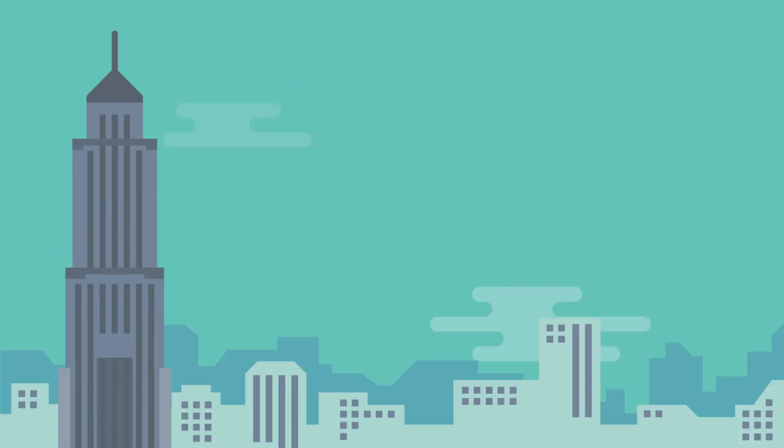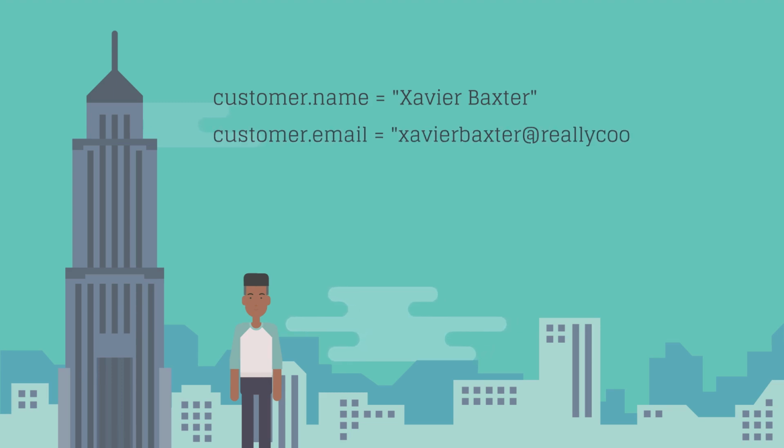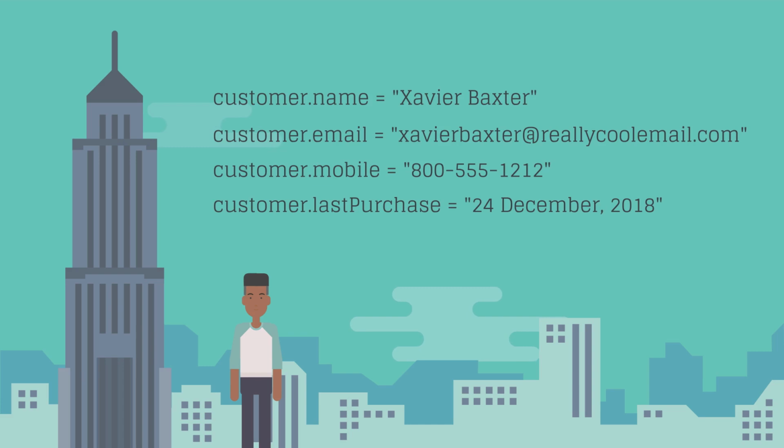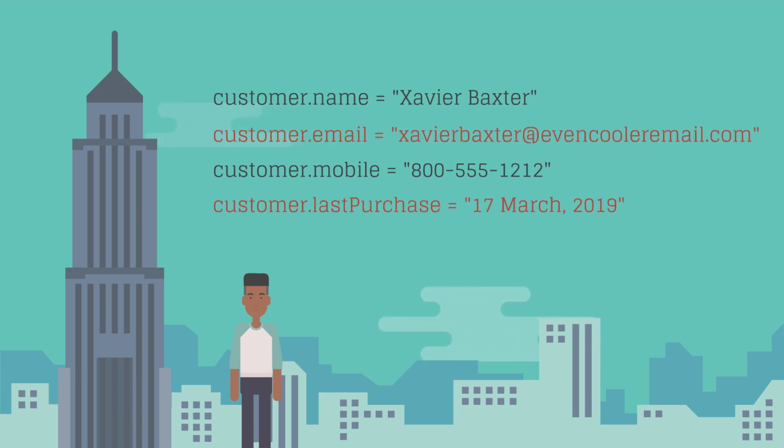A large corporation with millions of customers might have a database with millions of virtual customer objects with various attributes such as the customer's names, their email addresses, their mobile phone numbers, and the dates of their last purchases. The program can then specify to retrieve, delete, update, or modify the customer's information in the database as needed, such as if our friend Xavier has a new email address or makes a new purchase.